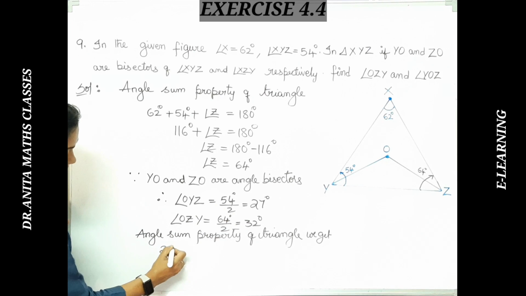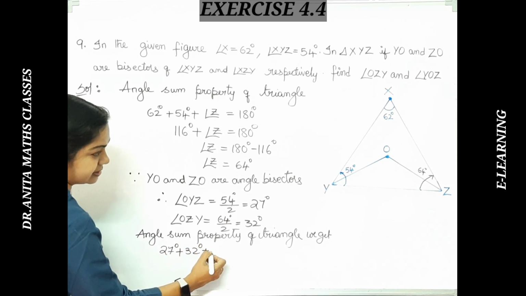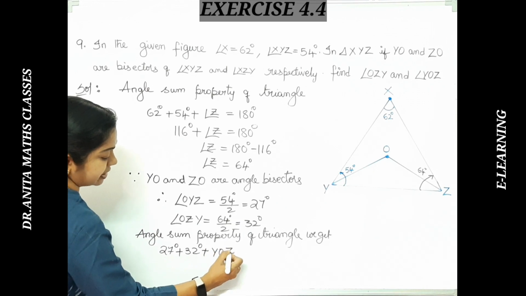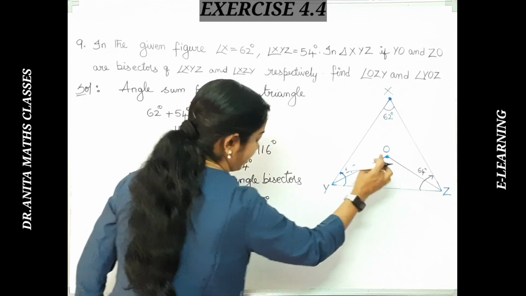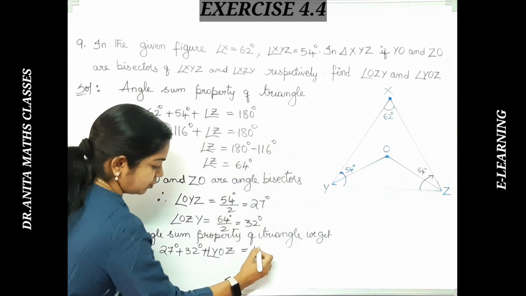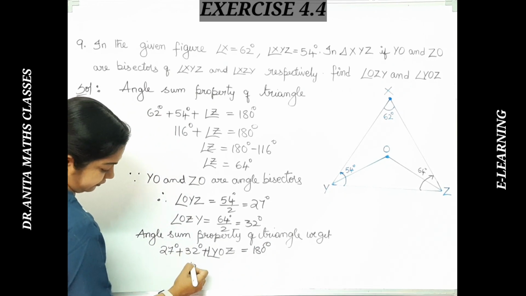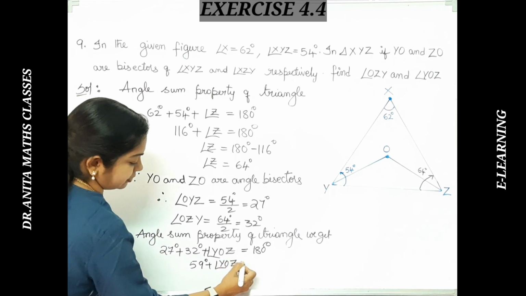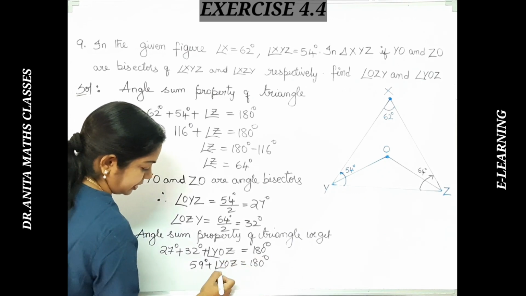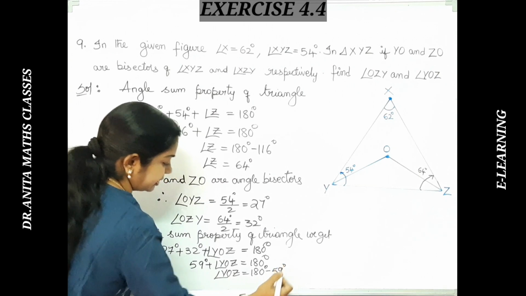So 27 degrees plus 32 degrees plus the other angle, YOZ, this angle. This is 27, this is 32, and the angles sum to 180 degrees. So this is 59, right? 59 degrees plus angle YOZ equals 180. So we get angle YOZ equals 180 minus 59 degrees.